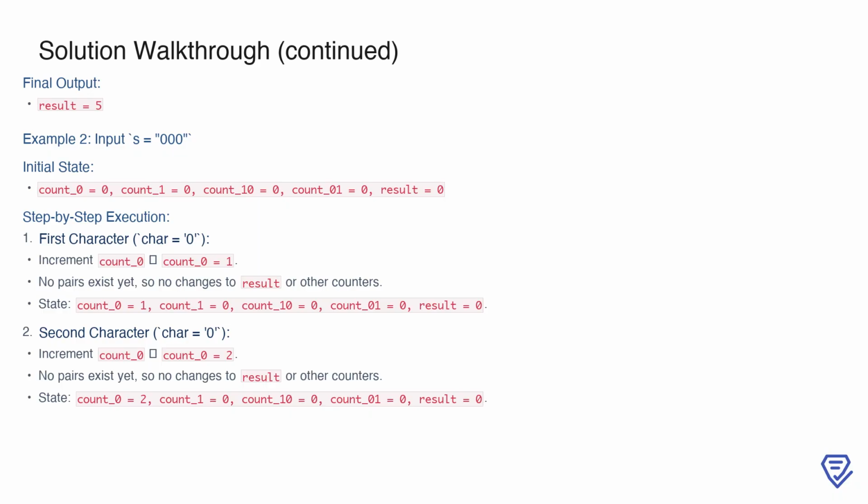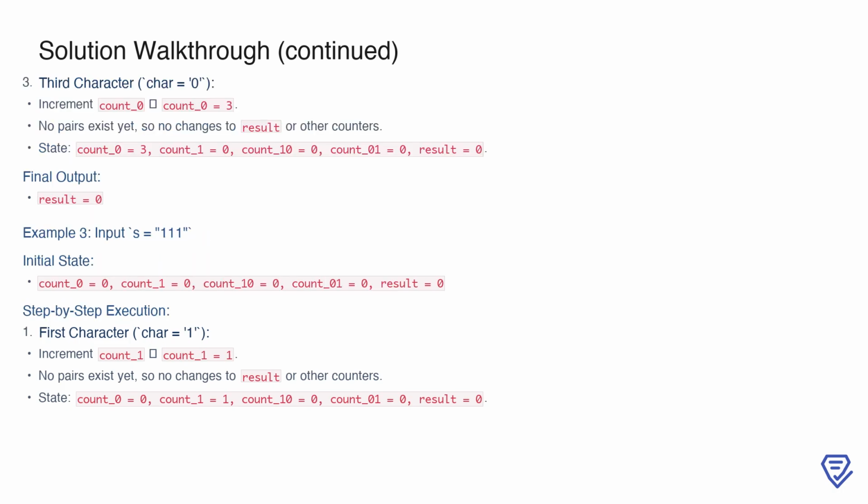Now, let's analyze the second example with the input s equals 000. Again, we initialize all counters to 0. For the first character, 0, we increment count_0 to 1. Since no 1 has been encountered, we don't form any pairs, and the result remains 0. Moving to the second character, 0, we increment count_0 again to 2, and the state remains unchanged with result equals 0 as no pairs can be formed yet.